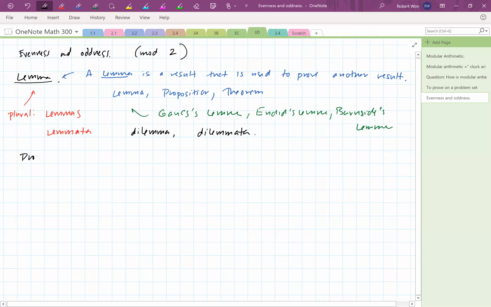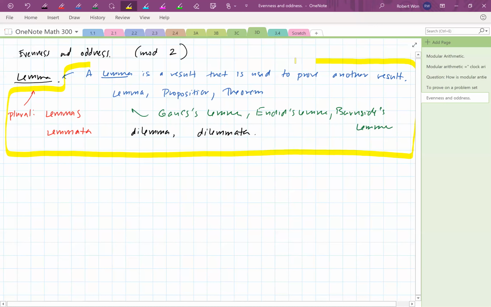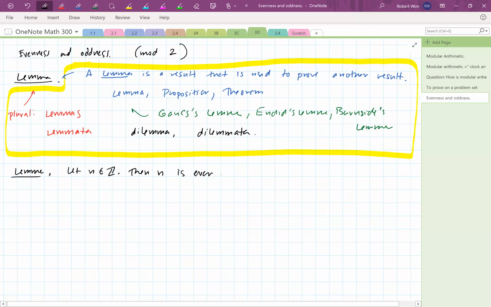Okay. Oh, I haven't stated the lemma yet, right? All I've done is tell you about what the word lemma means and how it's pluralized. What's the lemma? Let's state it for good. Let n be an integer. Then n is even if and only if negative n is even, and n is odd if and only if negative n is odd.